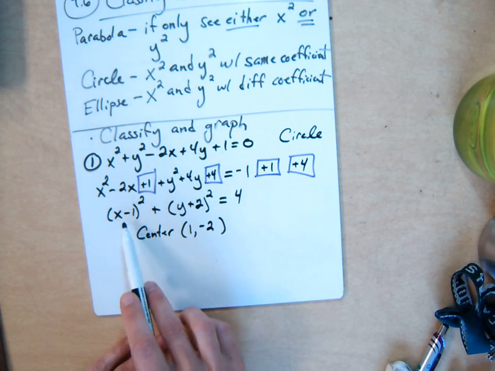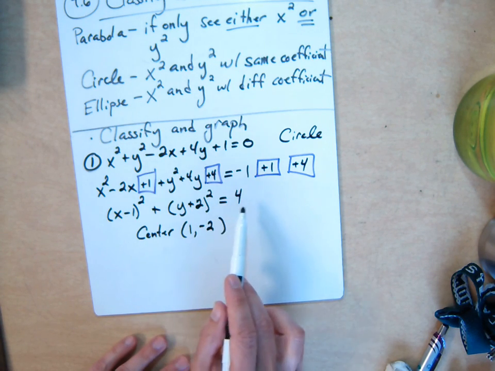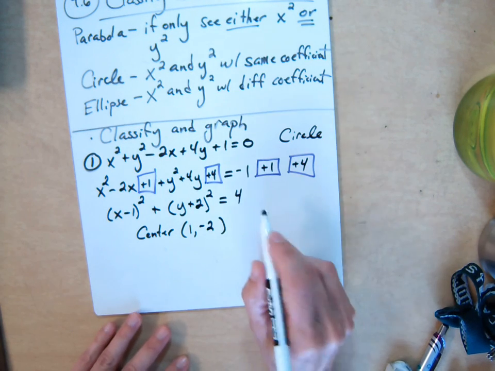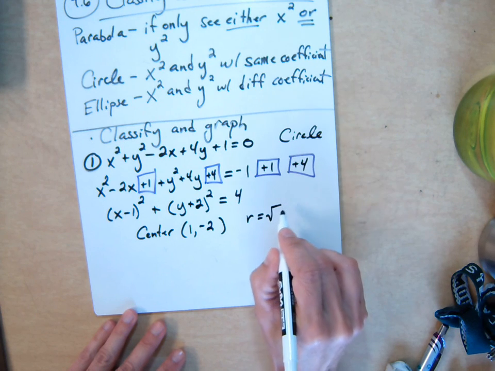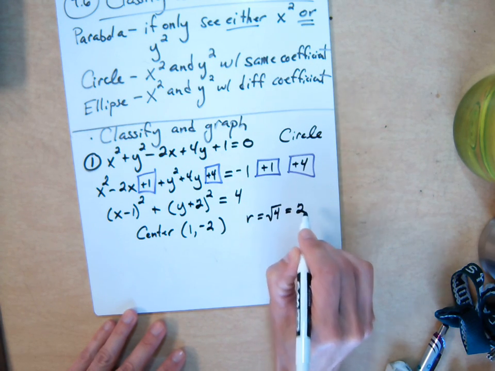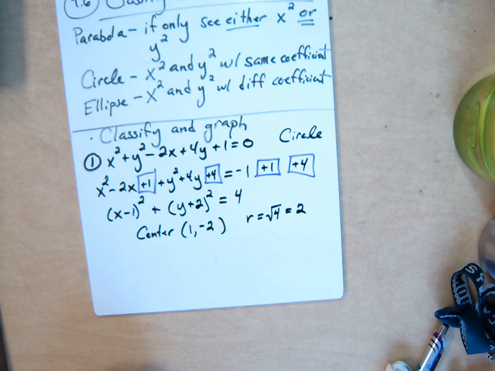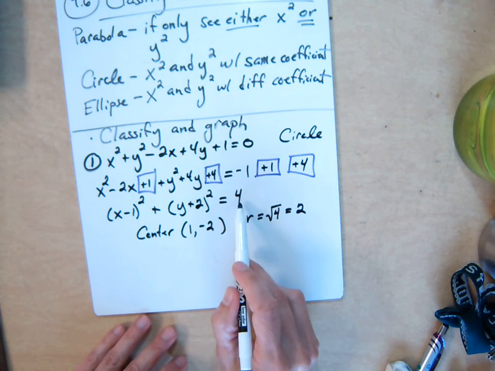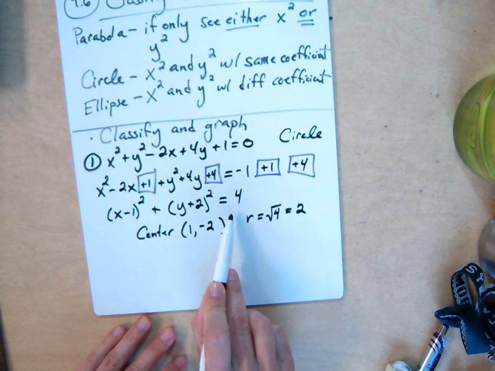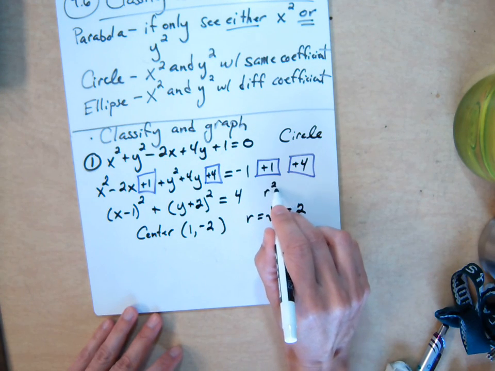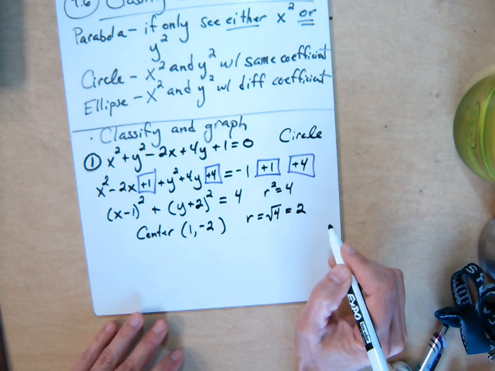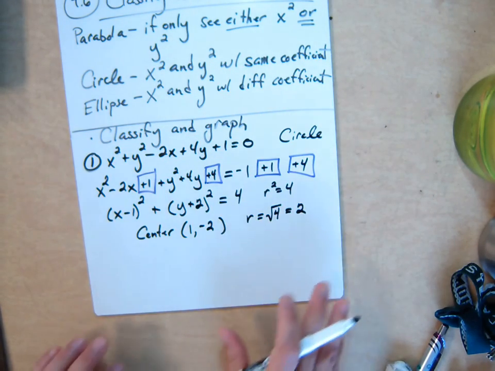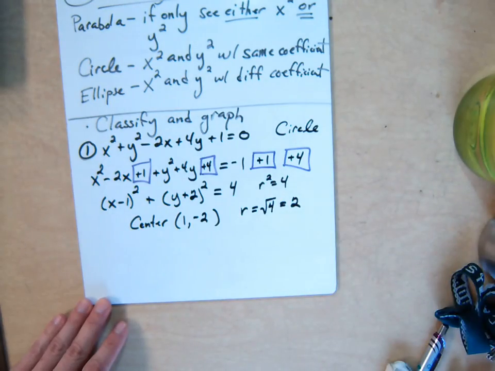It is the opposite sign of what you see, because it's x minus h squared plus y minus k squared equals r squared. Therefore, the radius is the square root of 4, which is 2. So be careful. Match it up with the form. R squared equals 4. Therefore, r is the square root of 4, which is 2. And you know how to graph that. Okay, let's move on to the next example.